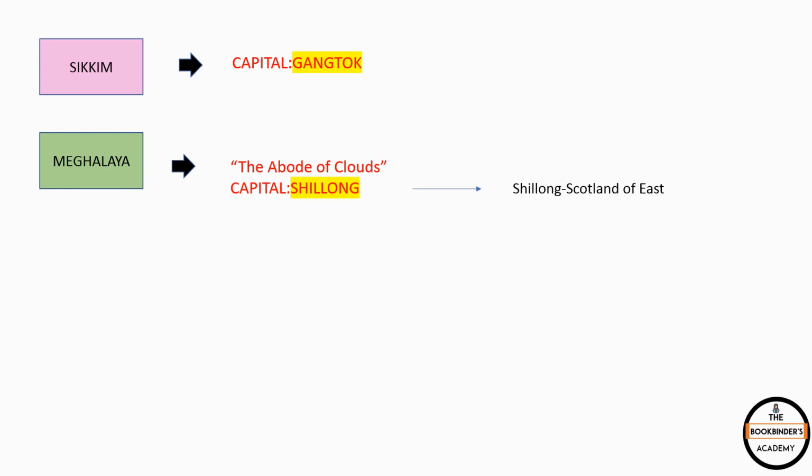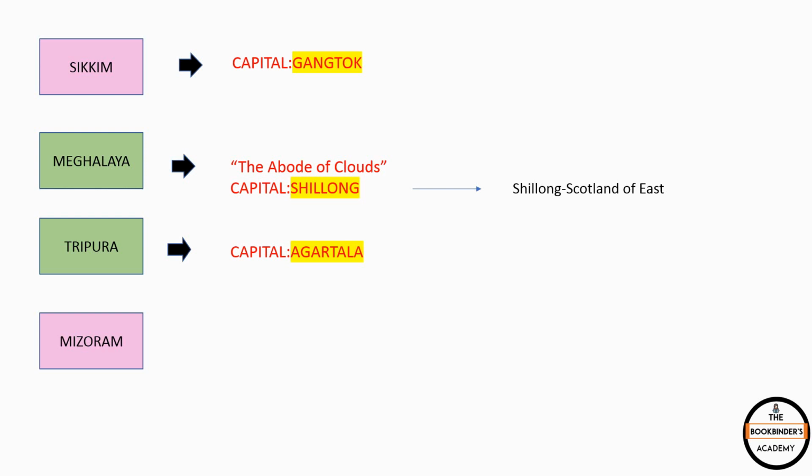Shillong is called the Scotland of East. This is because when the European travelers visited Shillong, the hills and landscape reminded them of Scotland, and they started referring to Shillong as the Scotland of East. The next state is Tripura. Tripura's capital is Agartala.